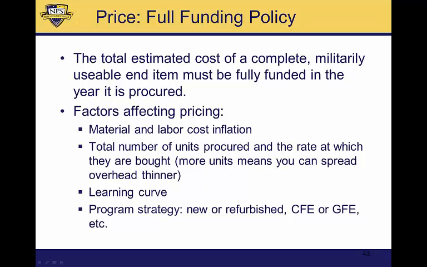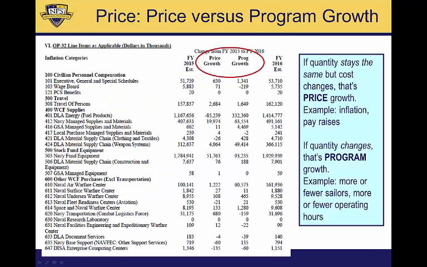And then there are things dealing with program strategy. Are you using government furnished or contractor furnished equipment? Are you buying new engines or refurbished engines, which was one of the issues in the H1 budget? All of those affect the amount of money you're requesting. And remember, back on the OP-32, we had these categories of price and program growth. The analyst will look to make sure that we're using proper inflation factors.